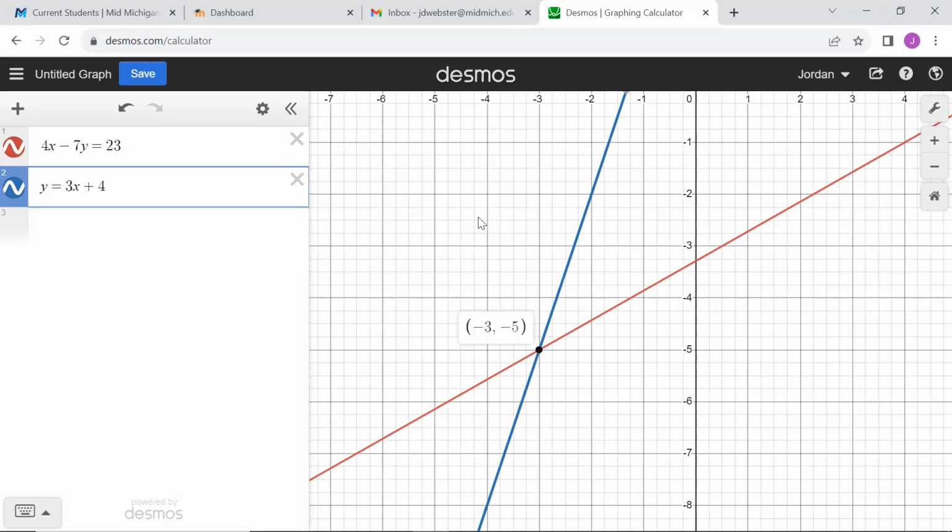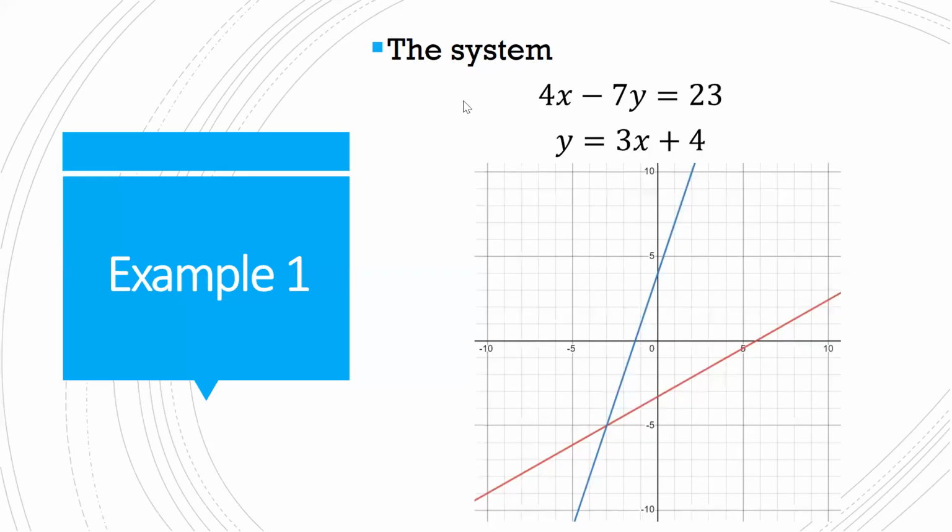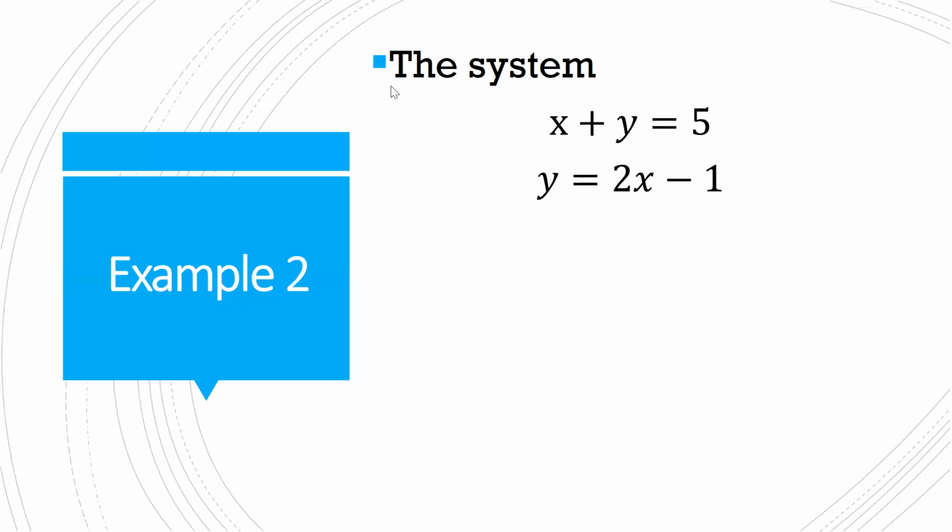All right. So it's as simple as that. Graph two lines, see where they intersect. That point of intersection is my solution. Now, if we had to do this in another example, let's say we have the system x plus y equals 5 and y equals 2x minus 1. If I want to find the solution to that system of linear equations, then I would graph each of those lines and then see where they intersect.